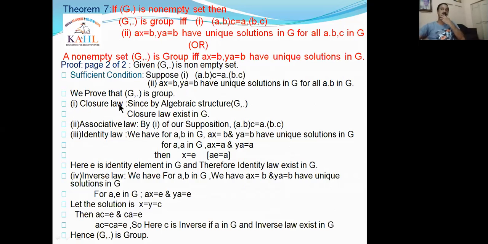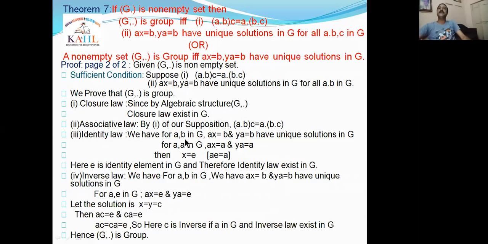First one is closure law. Since (G, ·) is an algebraic structure, I have already told you that this algebraic structure shows that the binary operation dot exists in G. That means closure law exists in G. So closure law is over. Associative law: if we go to the supposition, the first part is the associative law, is it right? Associative law exists in G. It's very clear. Then we are going to the identity law.